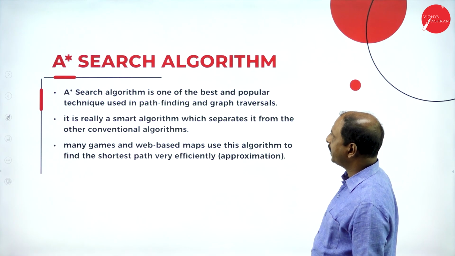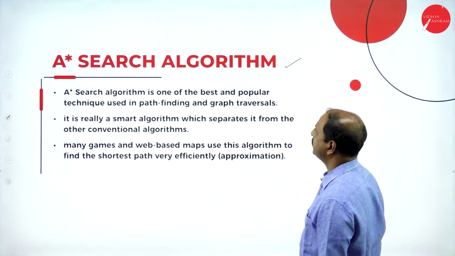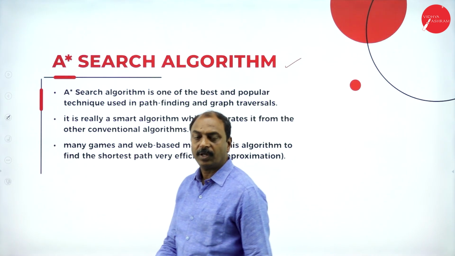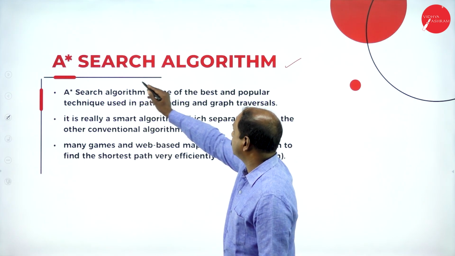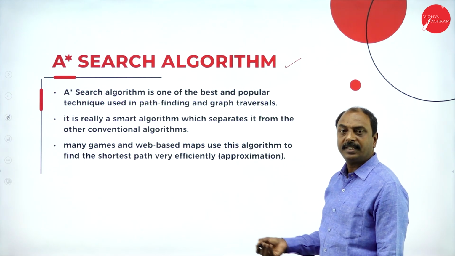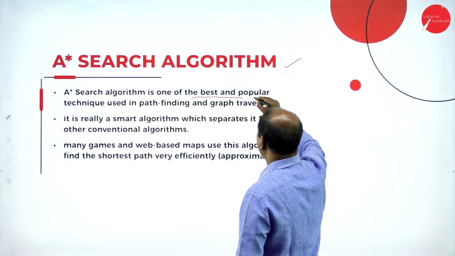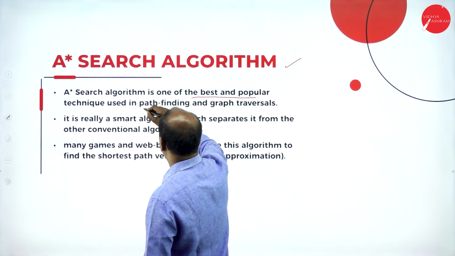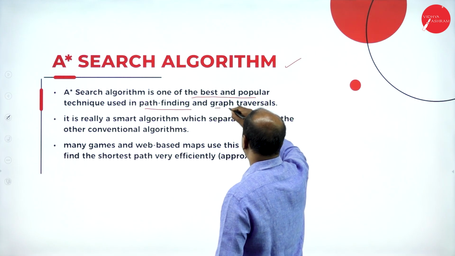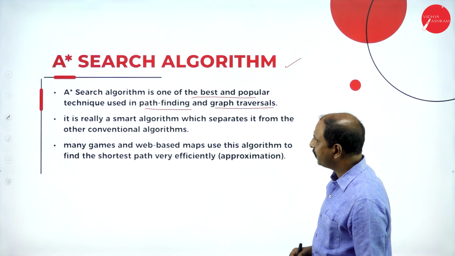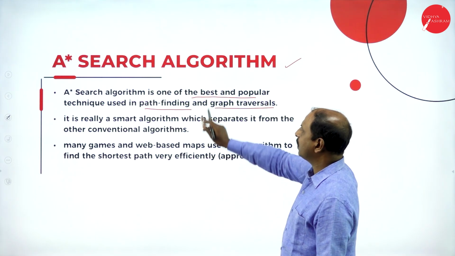Now let us move on to the next one, that is the A star search algorithm. Another type of algorithm is the A star search algorithm. So let us see the definition of this. It is one of the best and most popular techniques used in path finding and graph traversals. So what is the meaning of traversal? It means it is the best algorithm.